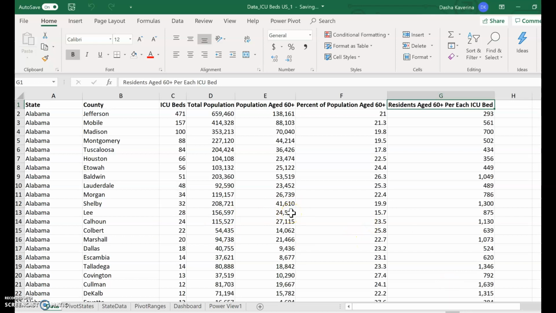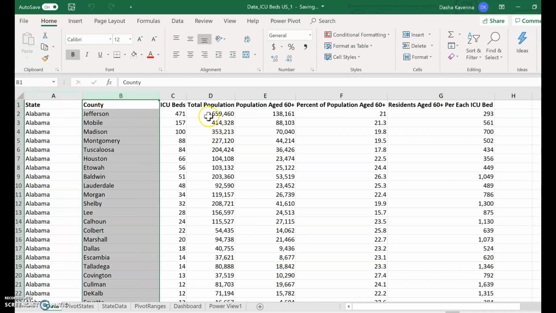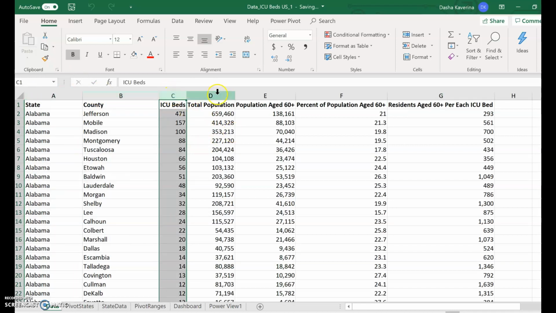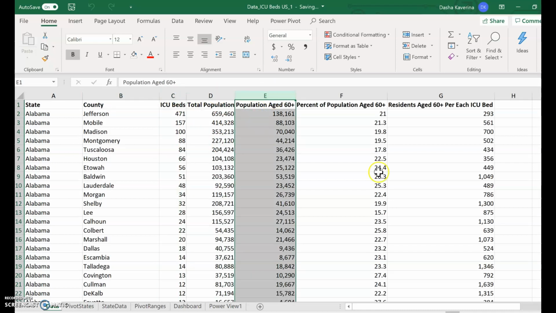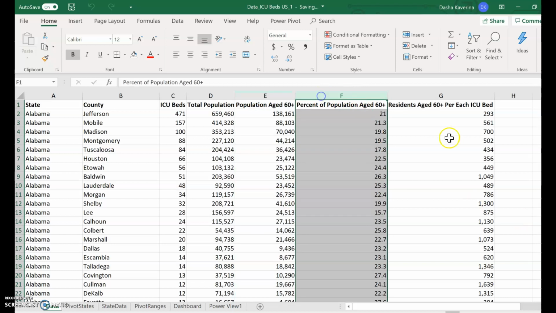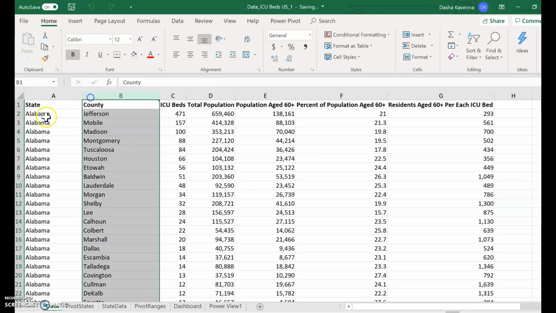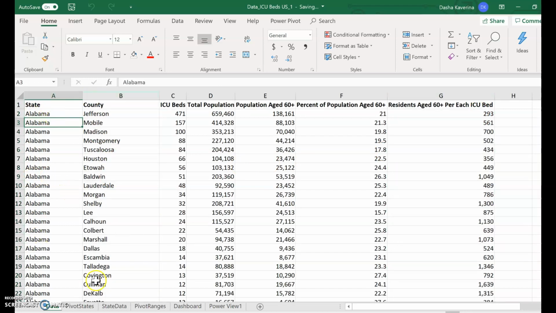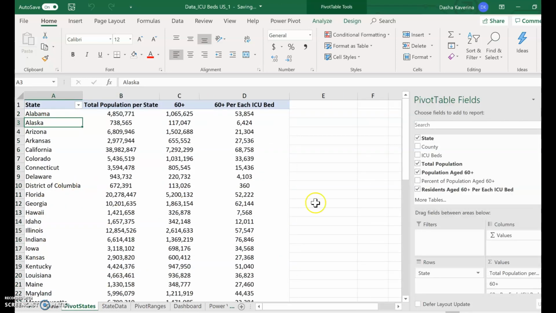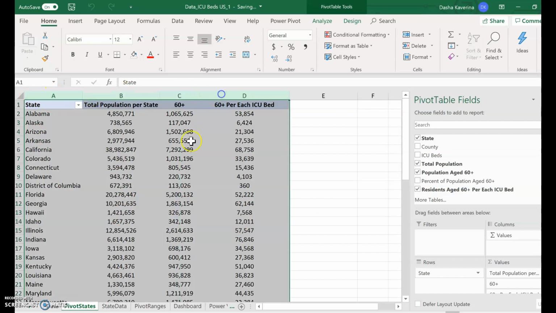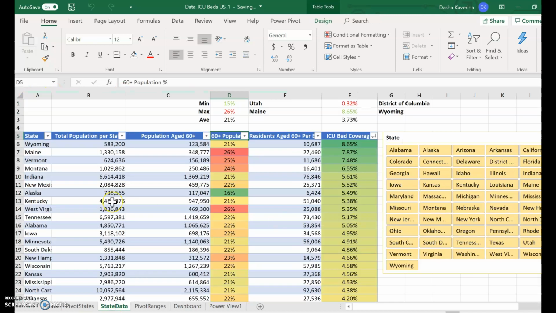It's about over a week old. It had data by state, by county, the total of ICU beds in the county, population 60 and plus, and then the ratios, the population 60 and over, and the residents age 60 and over per each ICU bed. I didn't want to work with the counties. I wanted to work with just all 50 states. So I put that in a pivot table which consolidated the data, and I took all these 4 columns, put it in a new spreadsheet.